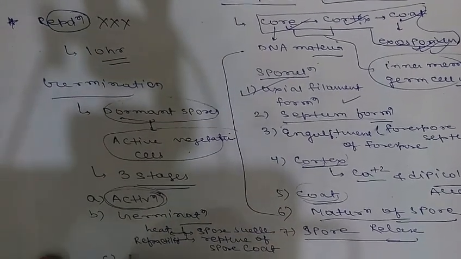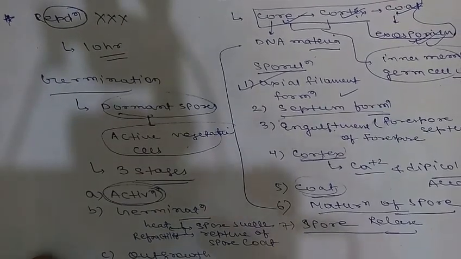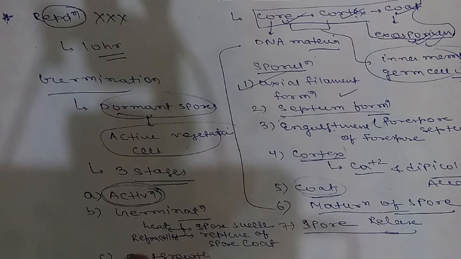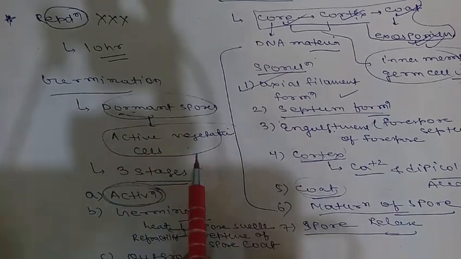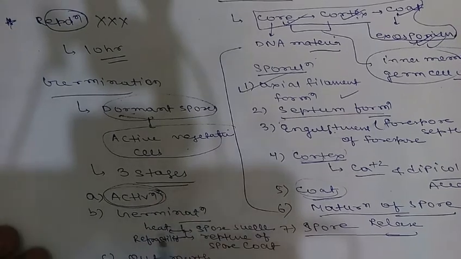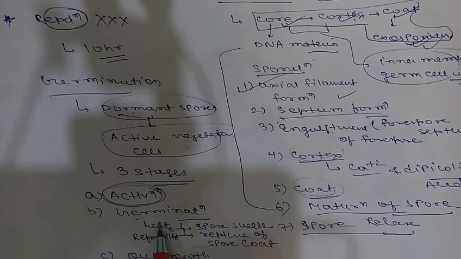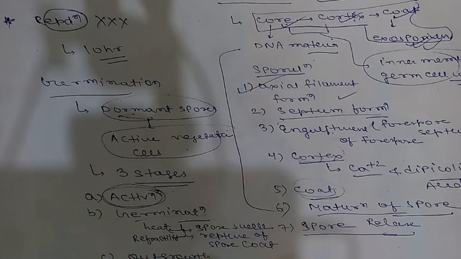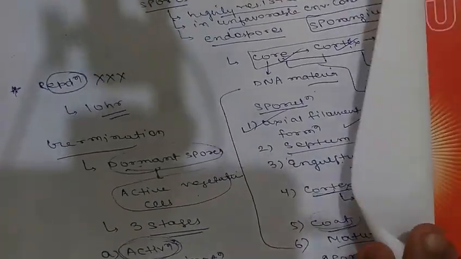And then the last step is outgrowth. The spore protoplast emerges from the remains of the spore coat and develops into an active bacterium. So germination is the conversion of dormant spores into active vegetative cells, in 3 stages: first activation, then germination, in which the spore's dormant state is broken, and in outgrowth the new active bacterium arises out of the spore. Clear? Now we will look at the shape and position of spores.